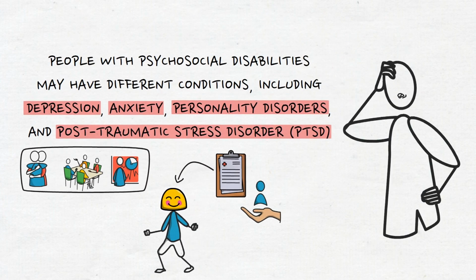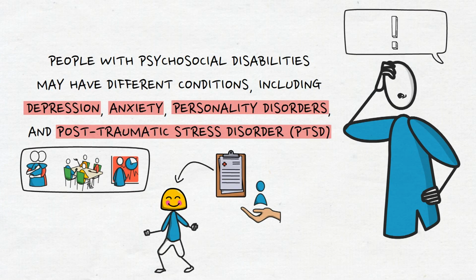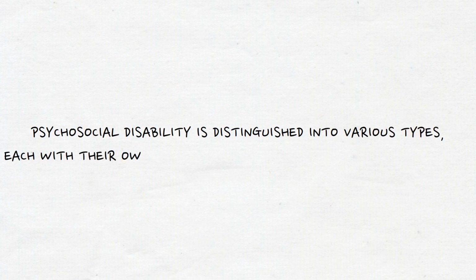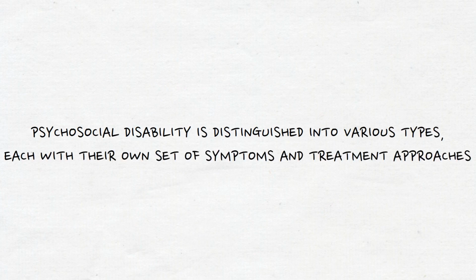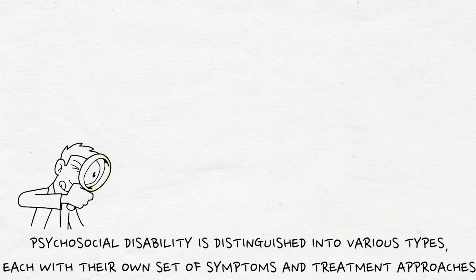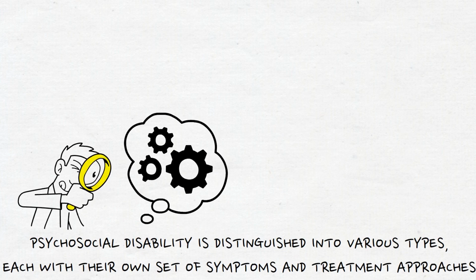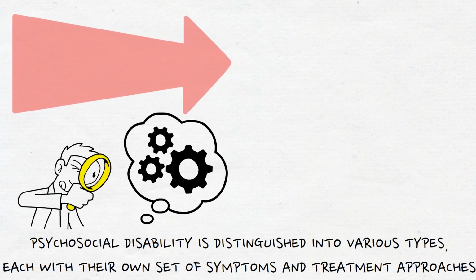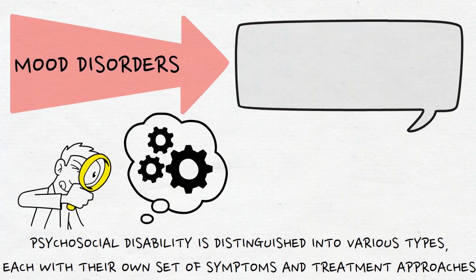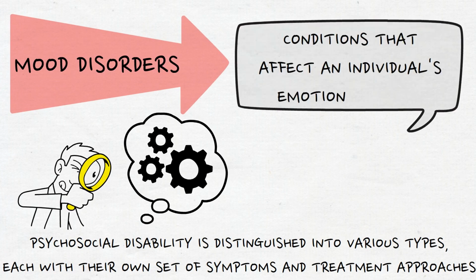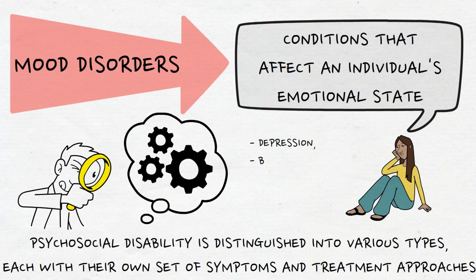There are different types of psychological disability. Let's talk about these. Psychosocial disability is distinguished into various types, each with their own set of symptoms and treatment approaches. We are going to look at each subtype and how it manifests itself. First category is mood disorders. These are conditions that affect an individual's emotional state and include depression, bipolar disorder, and seasonal affective disorder. Let's take a closer look.